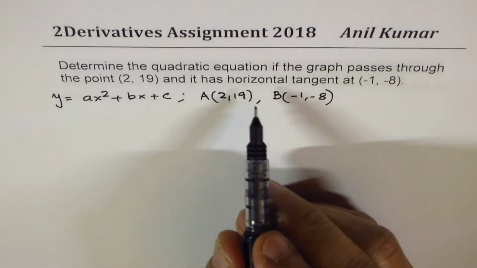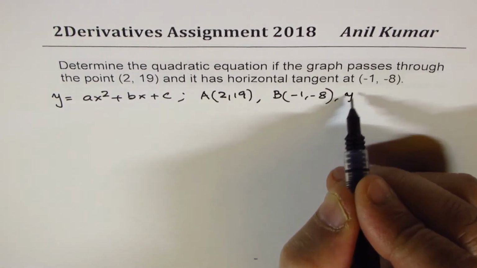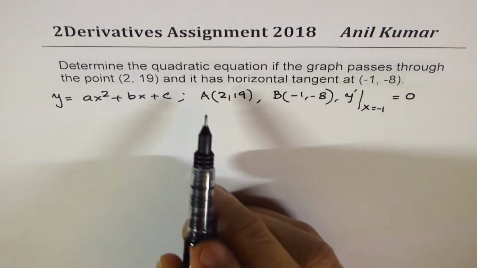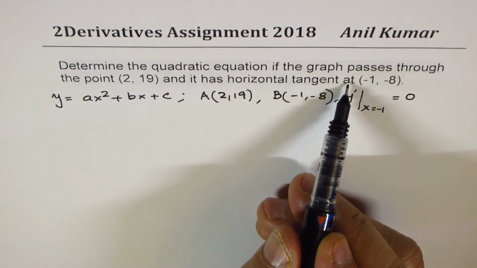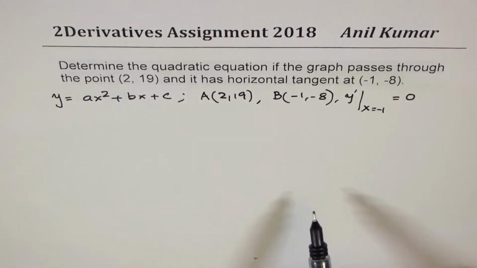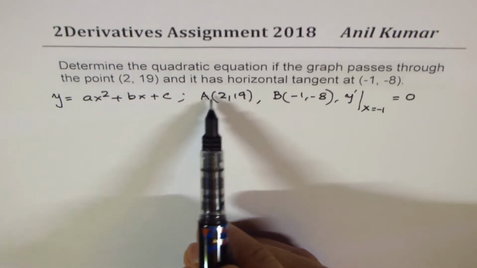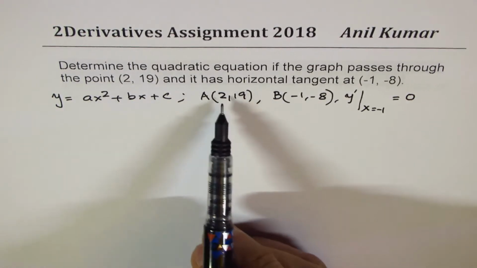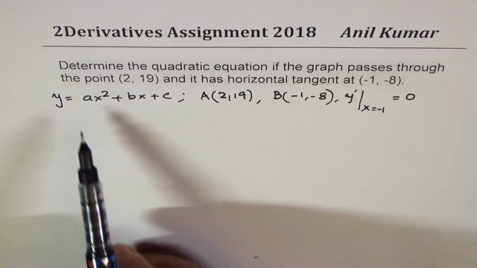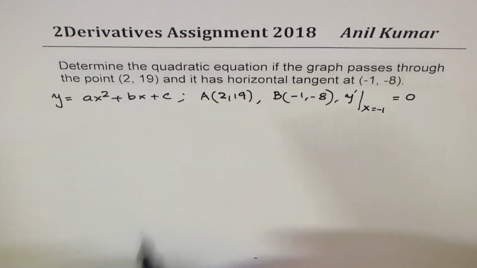We are also given that the slope at x equals minus 1 is 0. That is the meaning of a horizontal tangent at (minus 1, minus 8). So that is the information given to us. We can substitute these points in the given equation to get two equations, and the third one we can get from the derivative, correct? So we'll have three equations and we need to find a, b, and c, which we can do by substitution or elimination, solving simultaneous equations. Perfect. So that is the strategy.